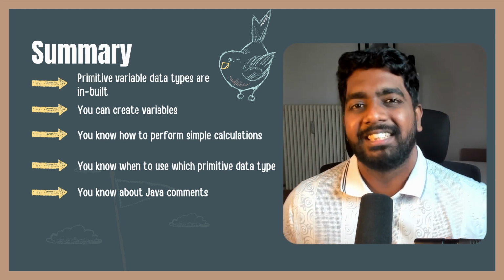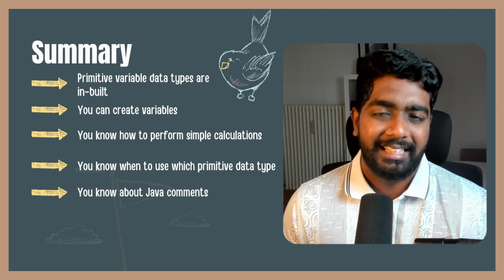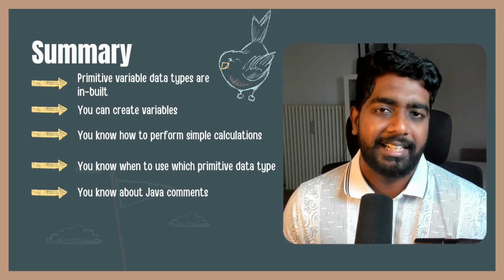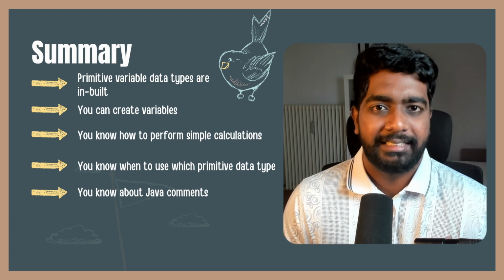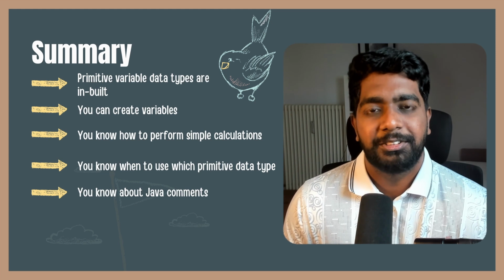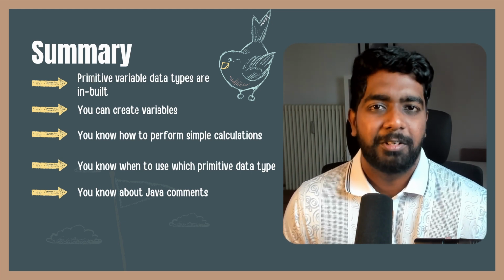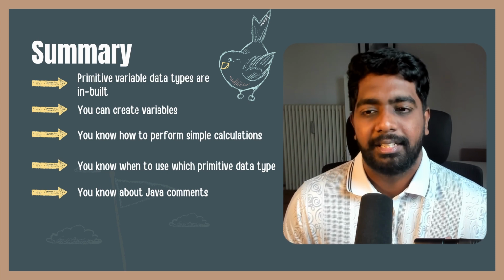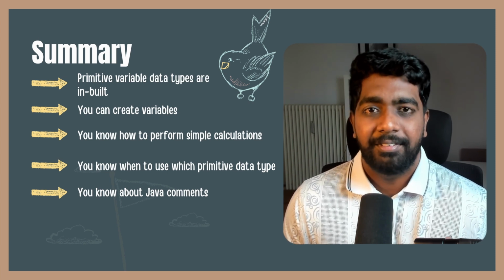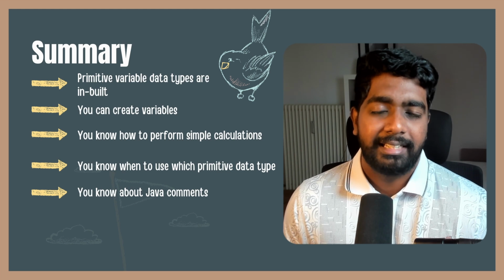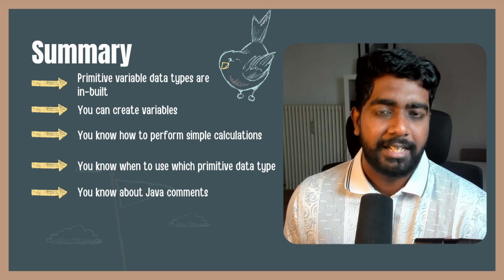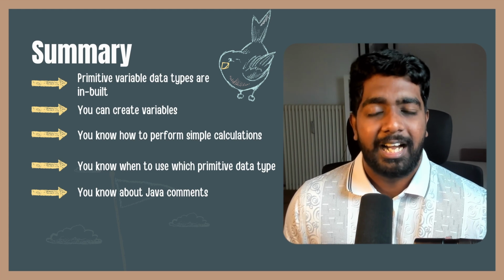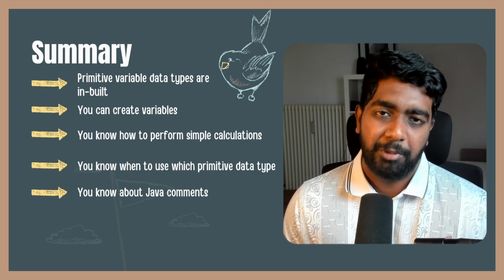Alright, my dear students, as we come to the end of this video, let's summarize what we have learned together. You understand 8 different primitive data types in Java. You know how to create Java variables and assign data values to them. You can perform simple mathematical calculations using those variables. You also understand the difference between data types and the memory allocations they require. Last but not least, you understand how to write Java comments in your program.